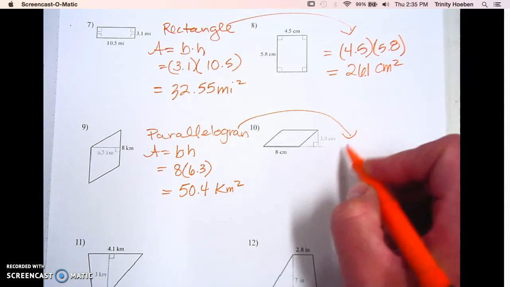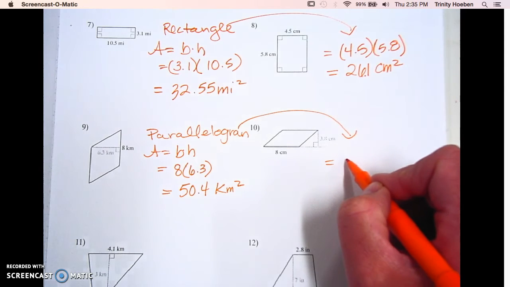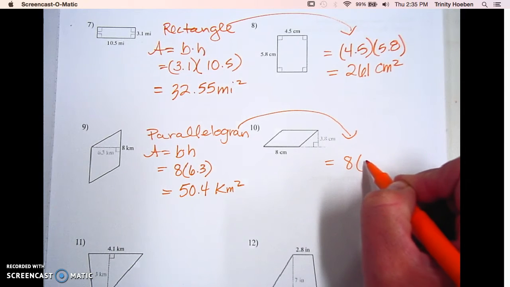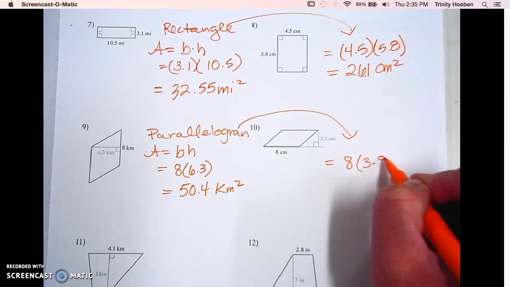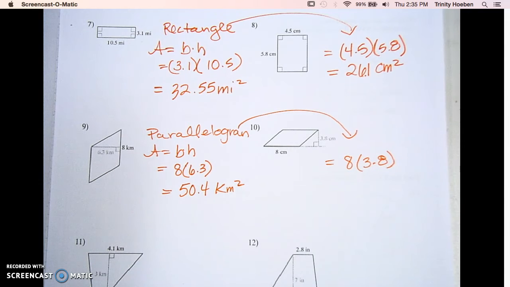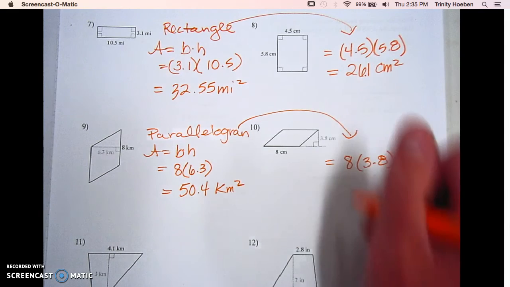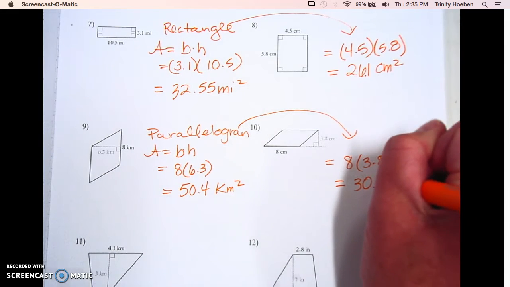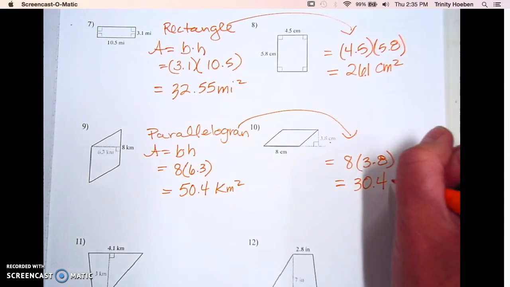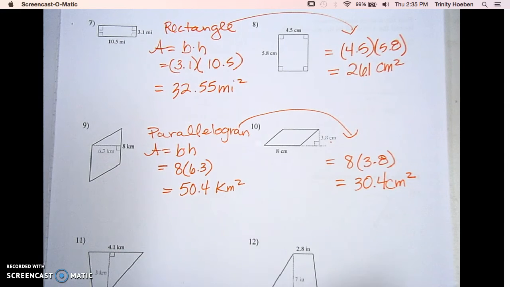10 is also a parallelogram, so it's going to have the same formula. I'm going to plug in the base, which is 8, and the height, which is 3.8. Punch it in the calculator, and I got 30.4, and that one is in centimeters, so centimeters squared.